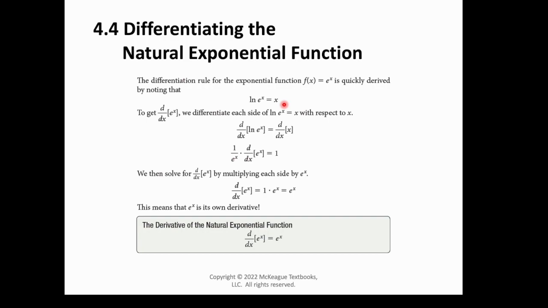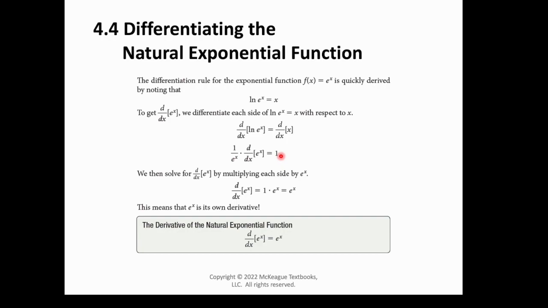So we're going to start with this true statement, and I'm going to take the derivative of both sides. When I take the derivative of x, that's simple, that's just 1. When I take the derivative of the natural log of e to the x, we know, because we learned this in the previous section, that the derivative would be 1 over e to the x times the derivative of e to the x, because there's an inner function. That's using the chain rule. So I have 1 over e to the x times the derivative of e to the x is equal to 1.